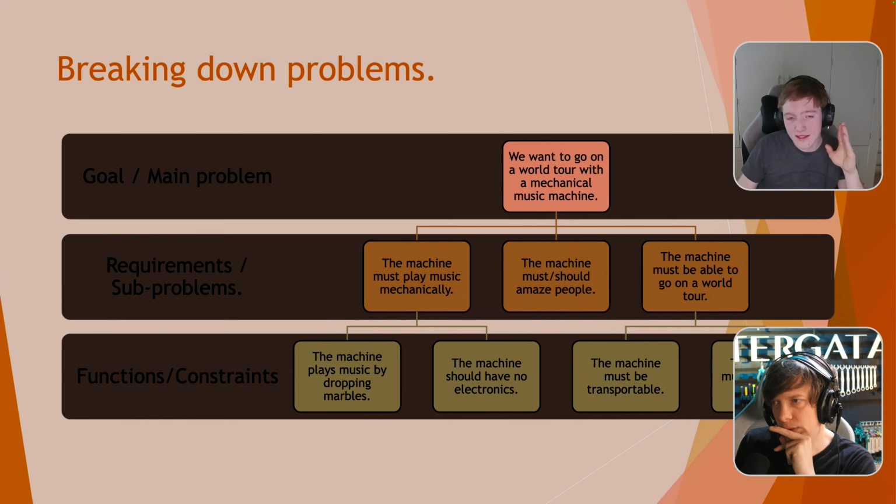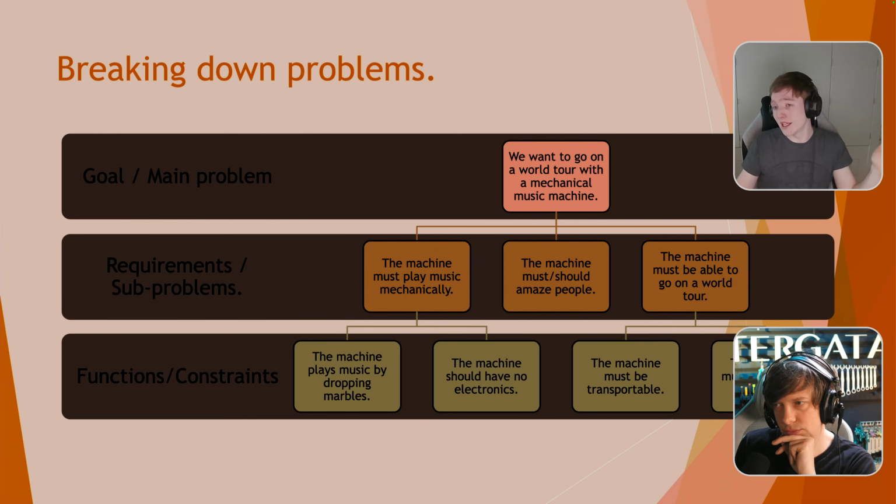So this is the same idea, but a bit more applied to the marble machine. Your overall goal, I think, is you want to go on a world tour with a mechanical music machine. Does that sound about right? Yep. I think some of the main requirements for you to go on that world tour is that you want to have a machine that plays music mechanically. Technically, this is already a solution to your problem. But you definitely know you want to do this, so it's fine to put it in as a requirement.